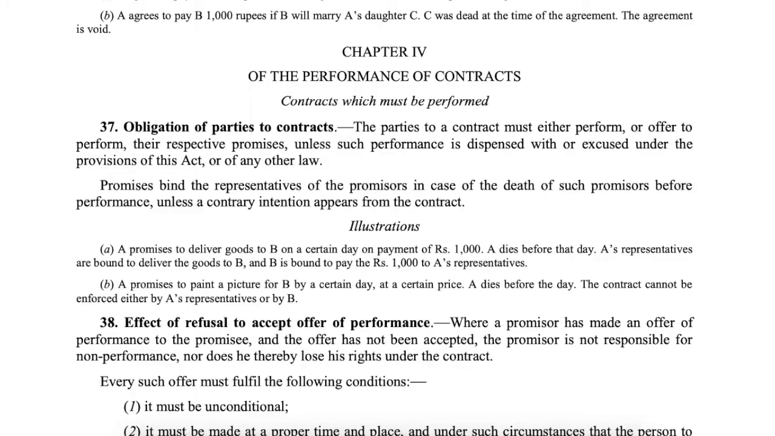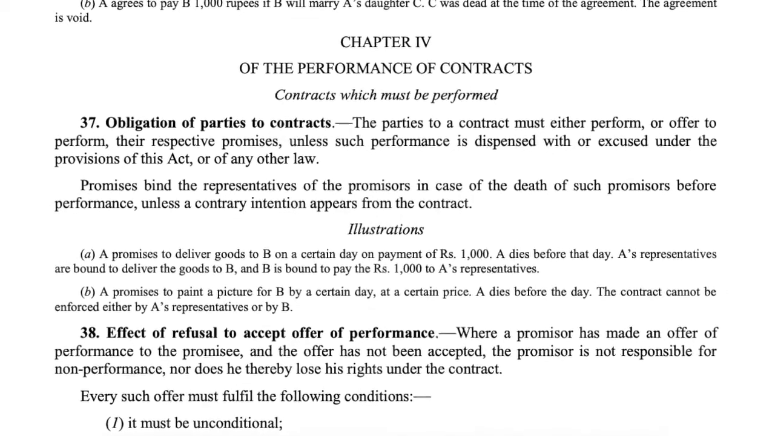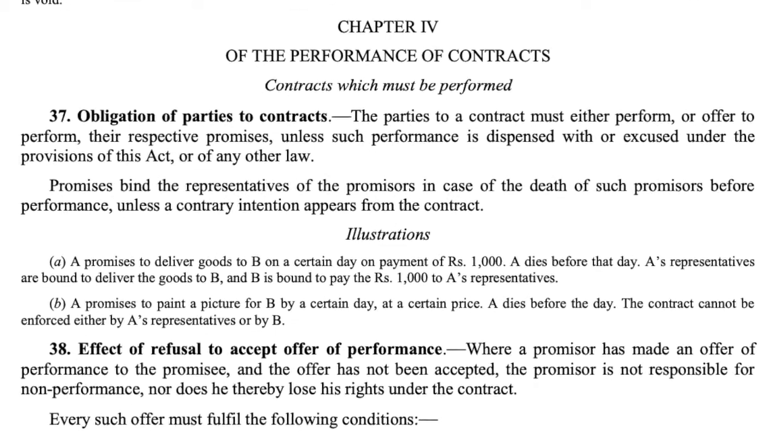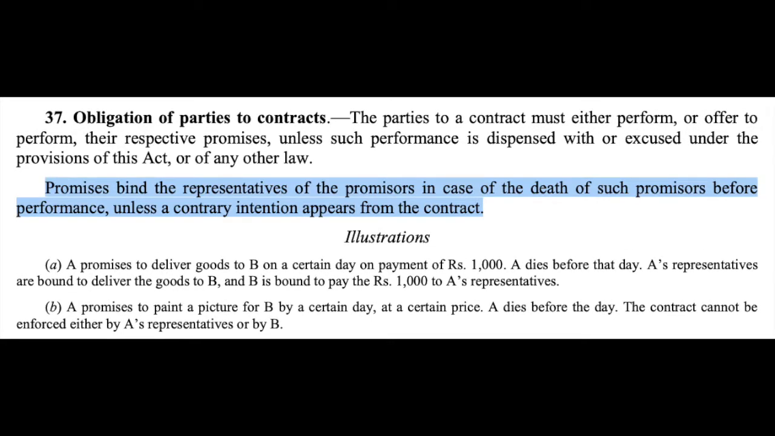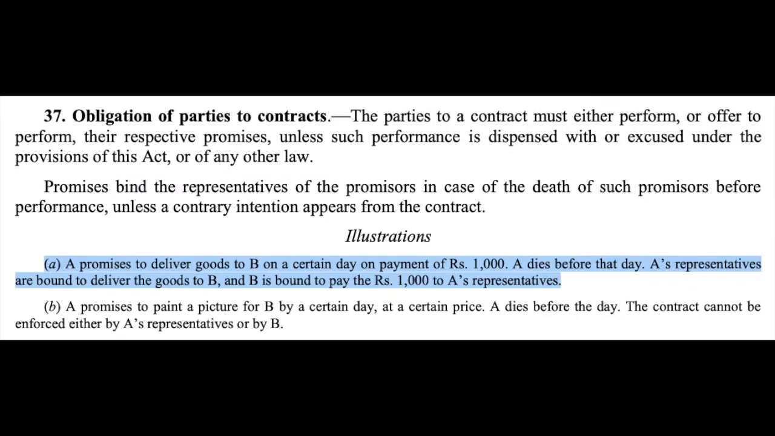Explained by section 37 of the Indian Contract Act, which we shall discuss in detail later on, but for reference we shall see section 37 para 2, which describes that promises bind the representative of the promiser in case of the death of such promiser before performance unless a contrary intention appears from the contract. So the illustration given for this is, if A promises to deliver goods to B on certain day on payment of ₹1,000 and A dies before that, A's representatives are bound to deliver the goods to B and B is bound to pay ₹1,000 to A's representatives.